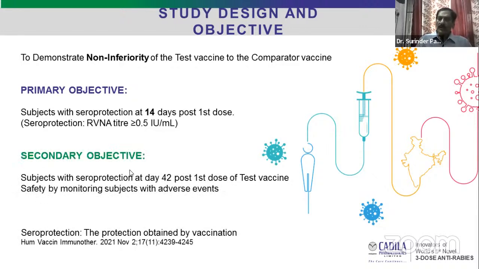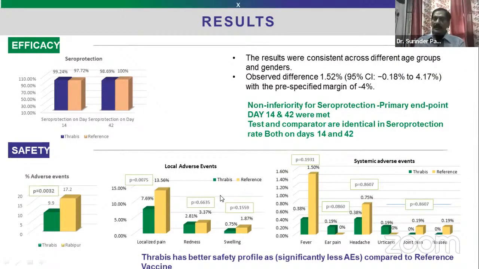The secondary objective was to see the side effects or adverse effects of the vaccine at 14 days and 42 days after the first dose and the last dose. Seroprotection, the protection obtained by vaccination, was sufficient with these 2 vaccines. So what were the results of this study? The results were consistent across different genders and age groups. Observed difference of only 1.52.